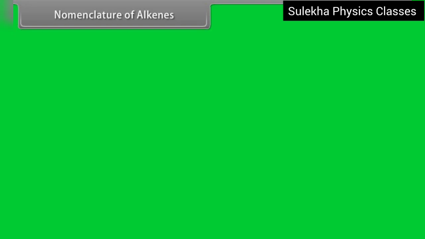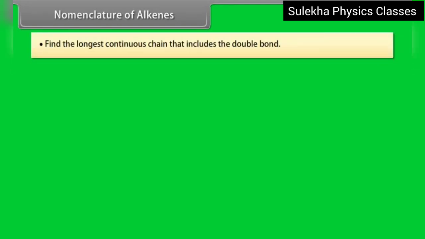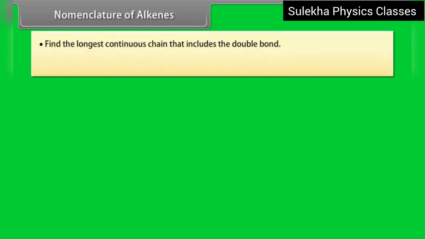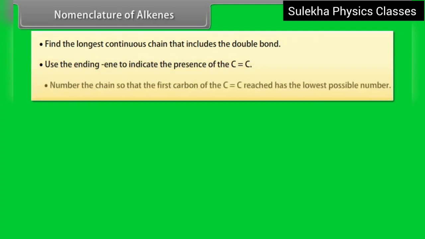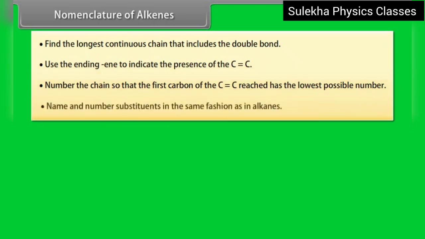Nomenclature of alkenes. Step 1. Find the longest continuous chain that includes the double bond. Step 2. Use the ending -ene to indicate the presence of carbon-carbon double bond. Step 3. Number the chain so that the first carbon of the carbon-carbon double bond has the lowest possible number. Step 4. Name and number substituents in the same fashion as in alkanes.